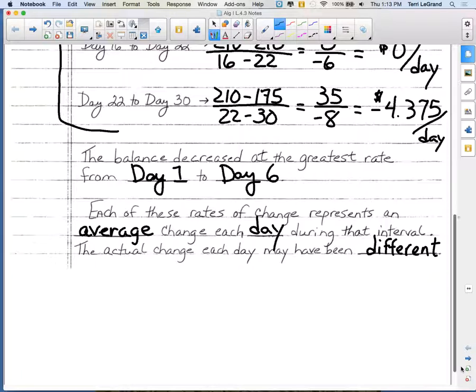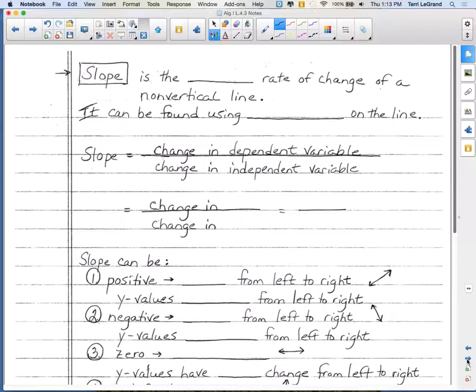Okay, and then let's go related to slope. So slope is the constant rate of change. When we have a rate of change that stays constant over the whole time frame, we call it slope, but we cannot call it that for a vertical line. So we say slope of a non-vertical line. The only lines that do not have slope are vertical ones. We cannot talk about them having slope.